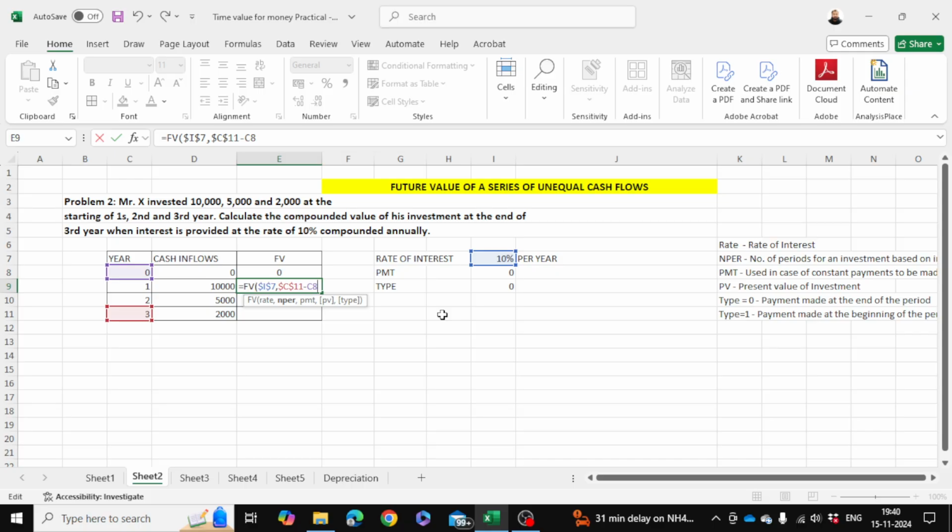Okay, just apply it in a similar way to what I am applying here, then you will be able to understand. Okay, end period we have put C11, that is 3 minus 0. First investment is for 3 years. Then you have to take the present value. So again it needs to be a negative sign here.